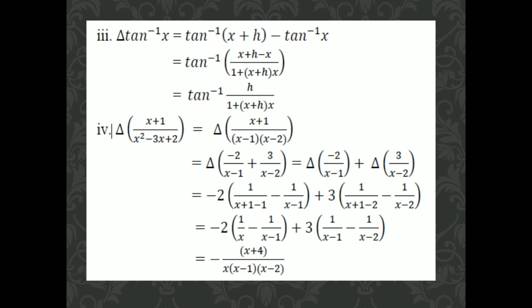In the third step, it becomes minus 2 as a constant, taken outside the bracket, and we operate delta on only the function. We get 1 upon (x plus 1 minus 1) minus 1 upon (x minus 1), plus similarly 3 into [1 upon (x plus 1 minus 2) minus 1 upon (x minus 2)]. It gives the final solution, after simplification, as (x plus 4) upon x into (x minus 1) into (x minus 2).